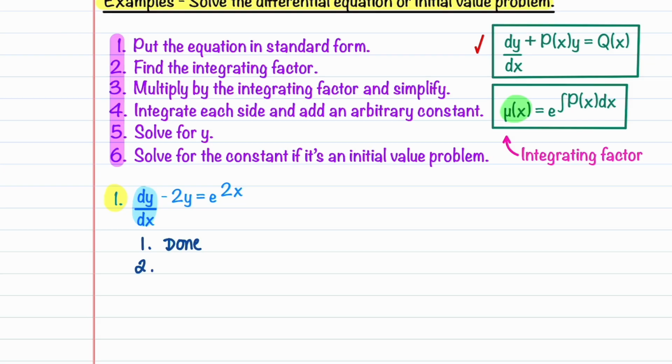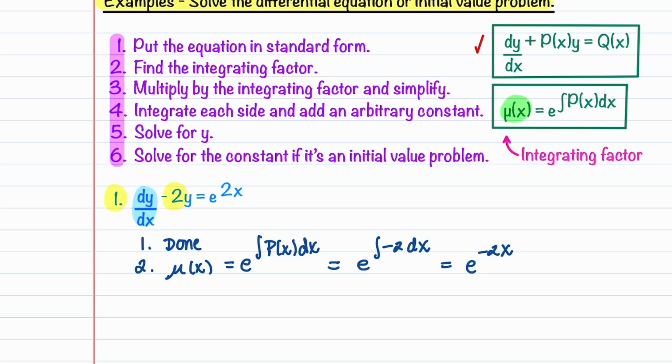For step 2, we need to find the integrating factor. The integrating factor is mu of x, and it is e to the integral of p of x dx. P of x is just the coefficient that multiplies y. So in this case, it's -2. So we have e to the integral minus 2 dx. This is e to the minus 2x.